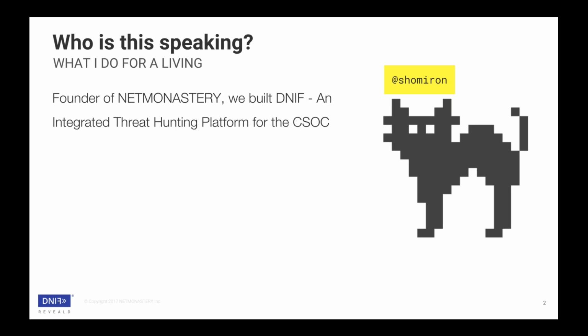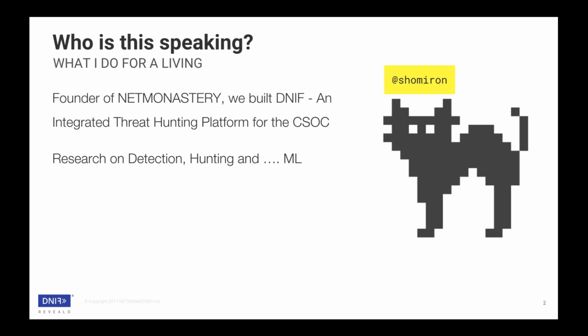We started building this platform in about 2015-16. It became generally available in 2017. That was last year. So this has essentially panned out to be an integrated threat hunting platform for cyber SOCs that you have in the banking system, but similar facilities in the telecom and IT space as well.